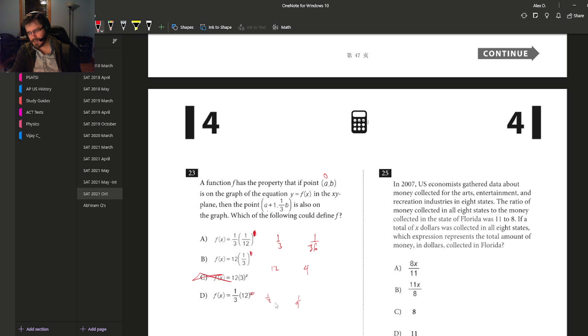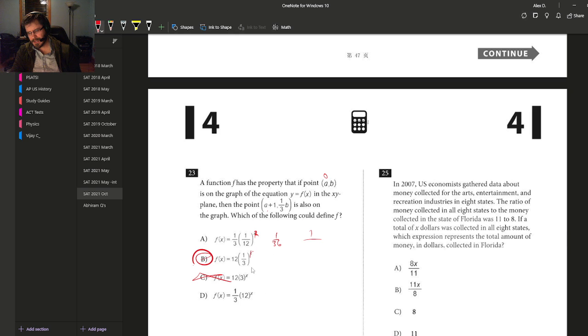Or 1/3 times 12 is 4, and times 1/3 is 1/9, which does not work. So this one worked for our test point. Let's check another test point just to make sure that it's true. Let's use an easy one, 2. If that was 1, that was 1/36. If it goes to 2, that's 144 times 3. That ain't gonna work.